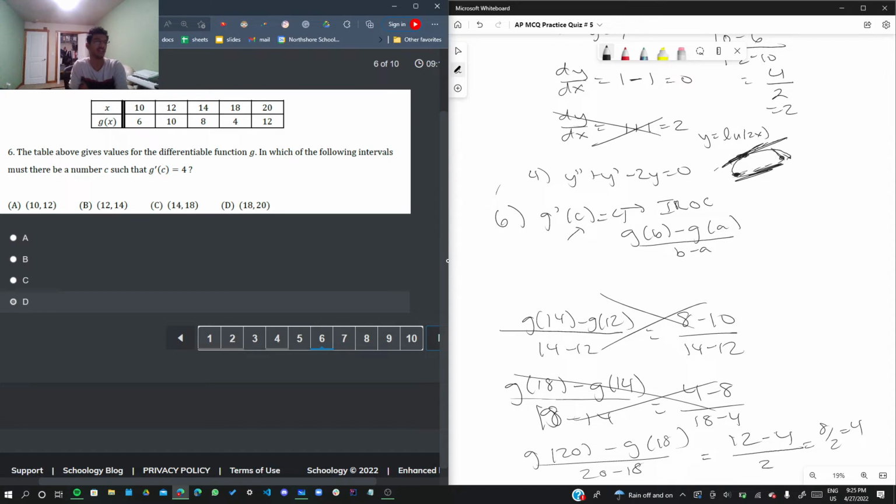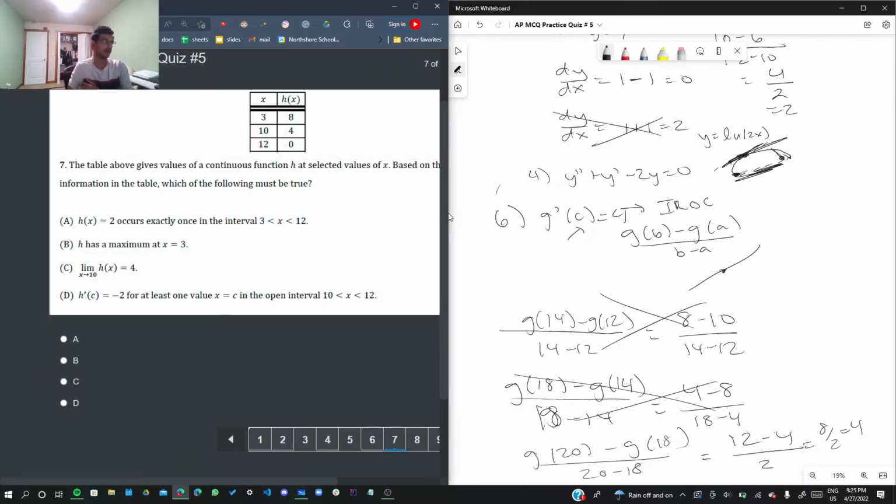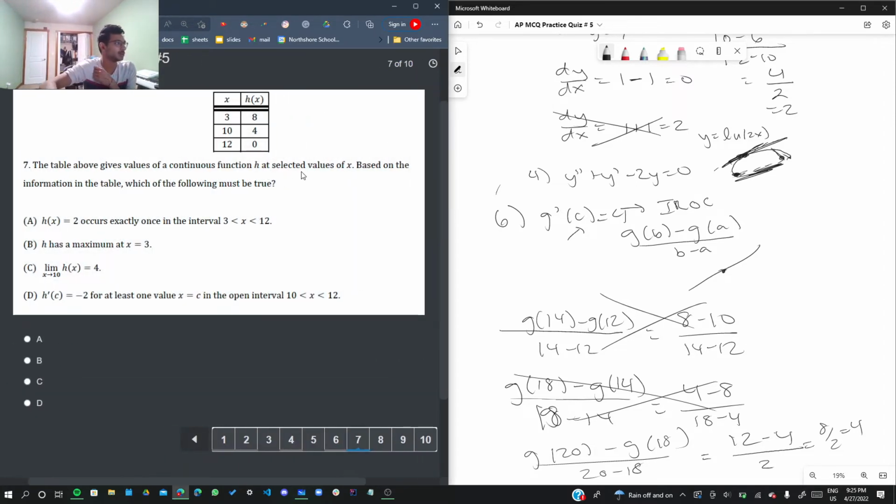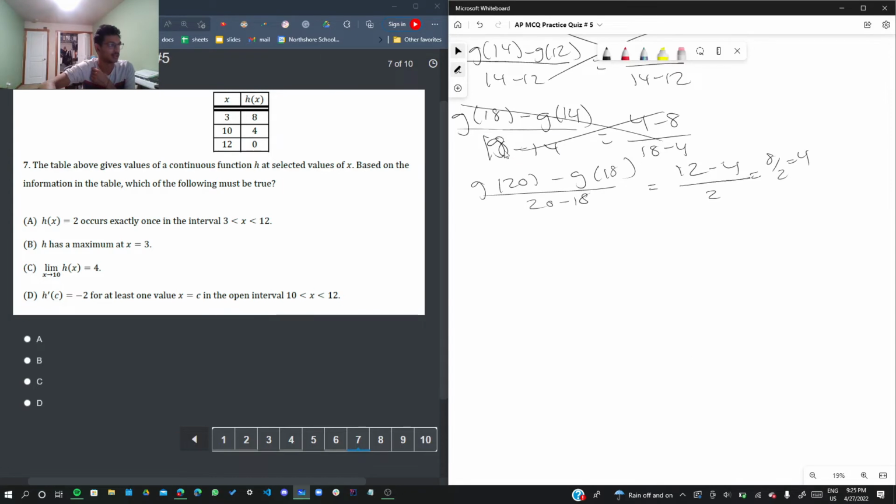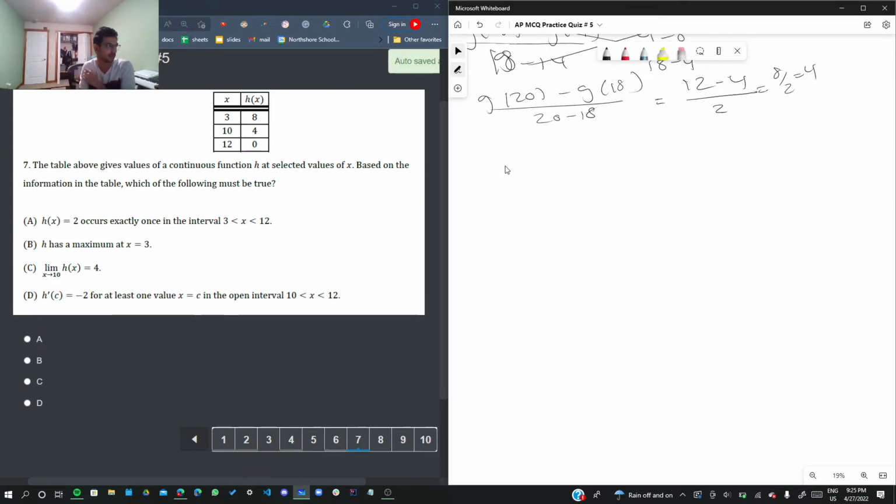So in that interval, there must be one place where the instantaneous rate of change, or the derivative, is also 4. All right. The table above gives us the values of continuous functions at selected values of h. Based on the information in the given table, which of the following must be true? Continuous. Okay. H of x equals 2 exactly once.